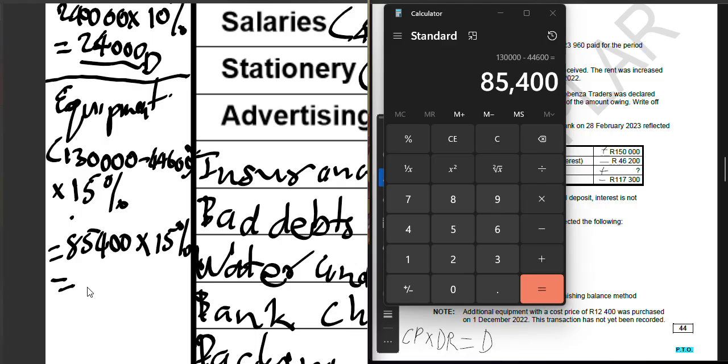Now, since we have the depreciation rate, we have the calculation. How much is the depreciation on equipment at this moment in time? We are going to multiply this by 15 over 100. So this is going to be our depreciation, ladies and gentlemen: 12,810. This is going to be our depreciation on equipment.